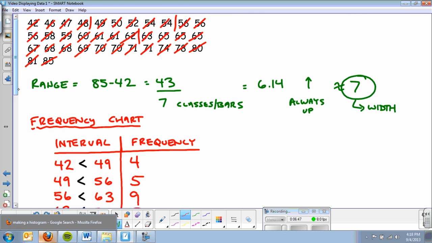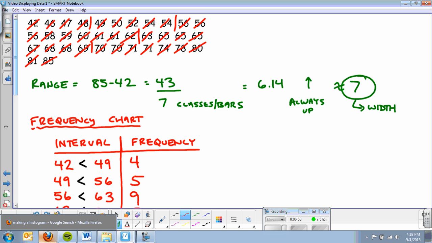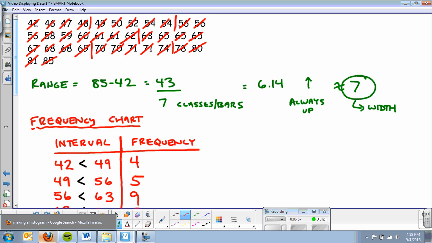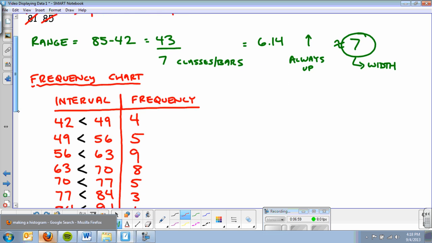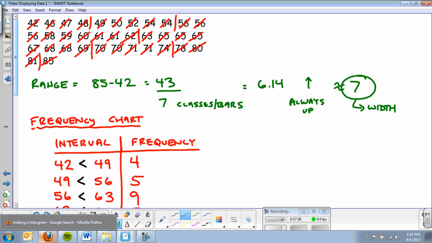Okay? Again, it's pretty nice that they're in order. We went 63 to 70, but not including 70. Then we went 70 to 77, not including 77. And then we went 77 to 84. And then the last one was 85. You don't have to draw those lines. I just was kind of showing you where I was getting them from. So there's our frequency chart.